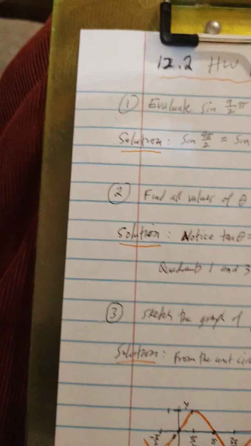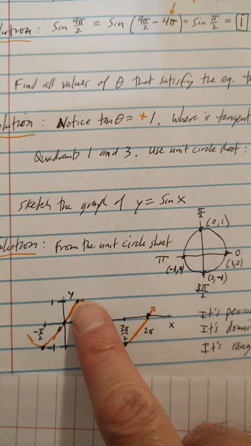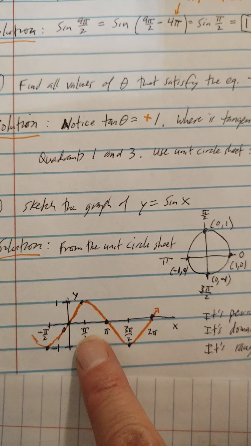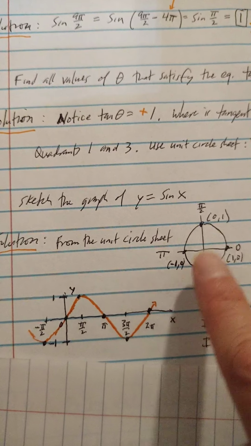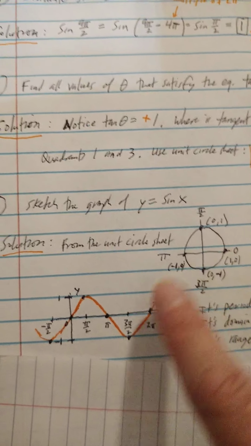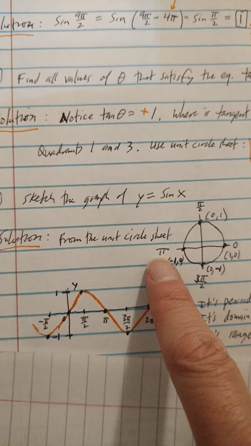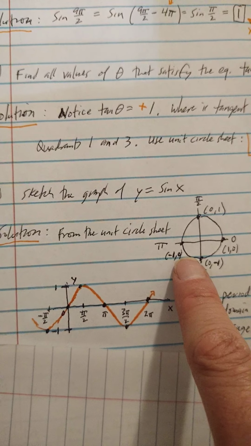I labeled these points. So the sine of 0 is 0. The sine of pi over 2 is 1. So that point is input pi over 2, output 1. Input the angle pi over 2, you output the y. Okay, what's the sine of pi? Is 0, because pi radians, the sine of pi is the y coordinate, which is 0.